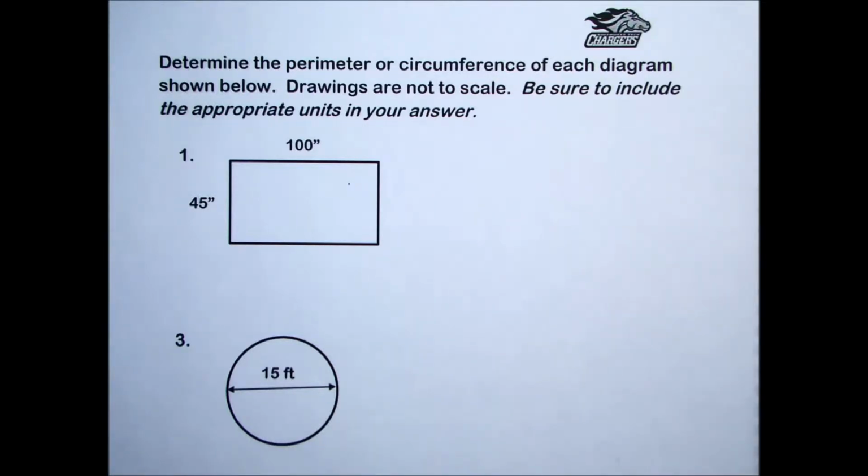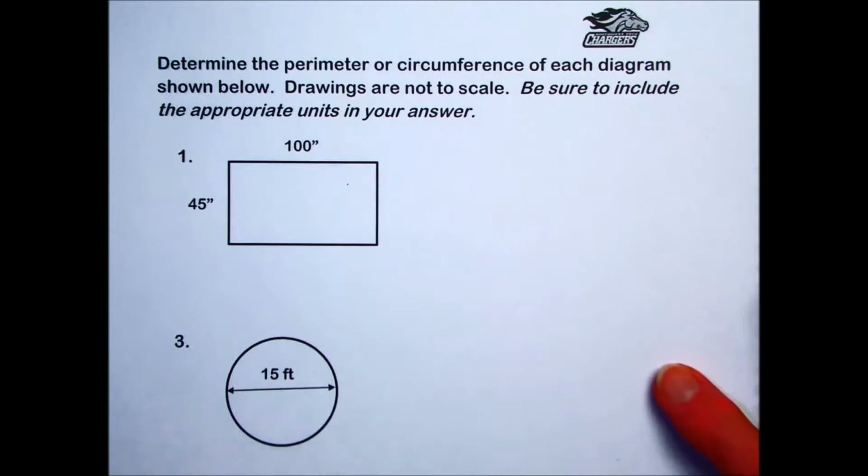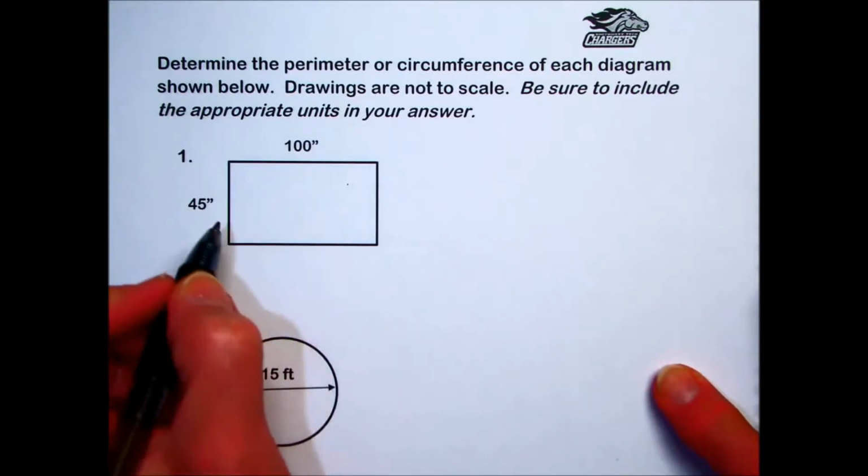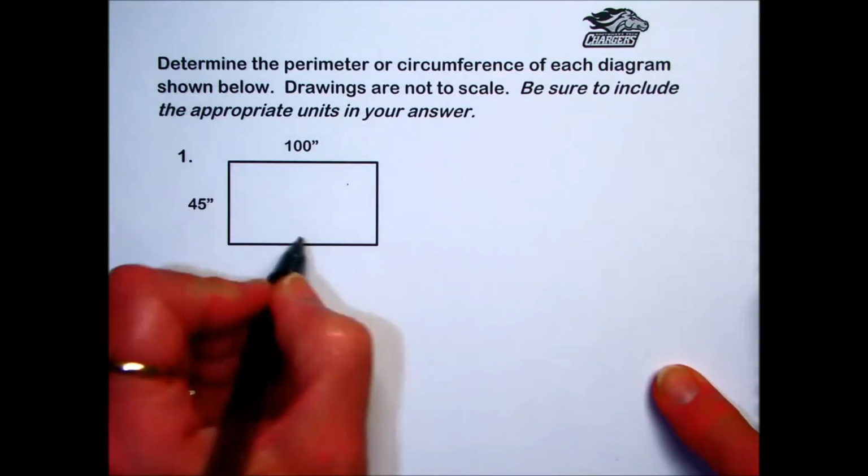No special formulas are needed to determine the perimeter of an object made of only straight sides, since perimeter is the distance around an object. What we need to know are the lengths of all the sides that form the shape of the object. Adding those lengths together is going to give us the perimeter. So in problem number 1, we have a rectangle.